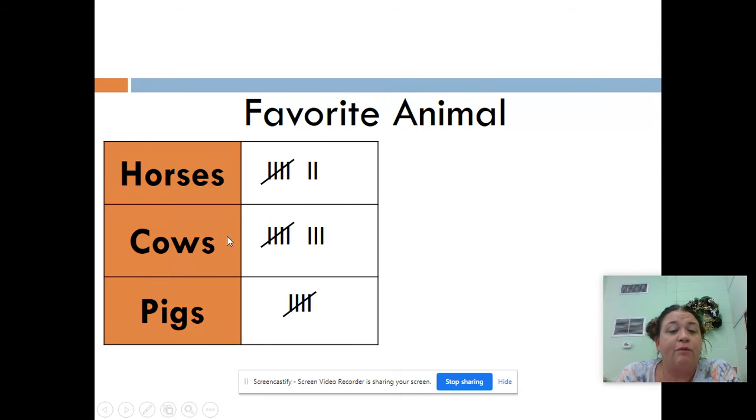Now we're going to take a frequency table and we're going to create a pictograph. So, favorite animal. I surveyed a class here at school, and 7 boys and girls told me they liked horses. 8 boys and girls told me they liked cows. And 5 boys and girls told me they liked pigs. I have a question for you. How many total boys and girls took the survey? I hope you said 20. That's exactly what it is. 7 plus 8 is 15, plus 5 is 20. Good job.